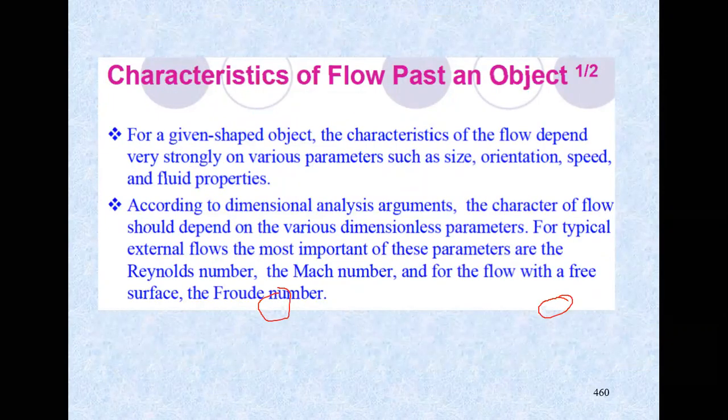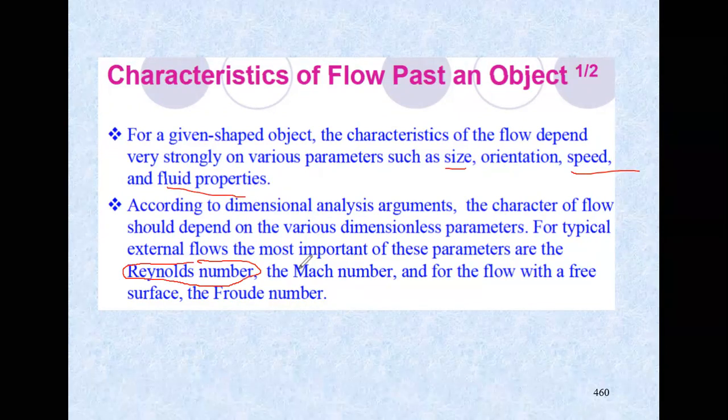So for a given shape object, the parameters that are important, I think we have mentioned that earlier, are the size, the orientation, the speed, and the fluid properties. And if we use a non-dimensional parameter to represent all of this, it is represented by the Reynolds number, because the Reynolds number involves the size, the speed, and the fluid properties. The Mach number represents the speed. And for the flow with a free surface, the Froude number.